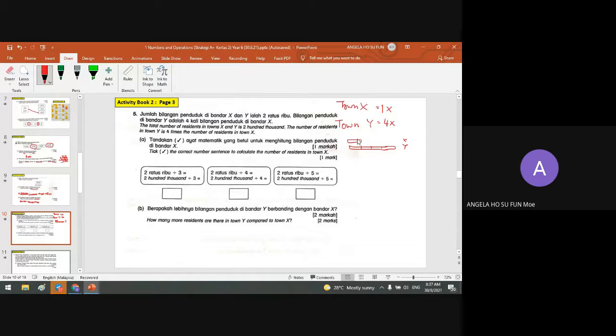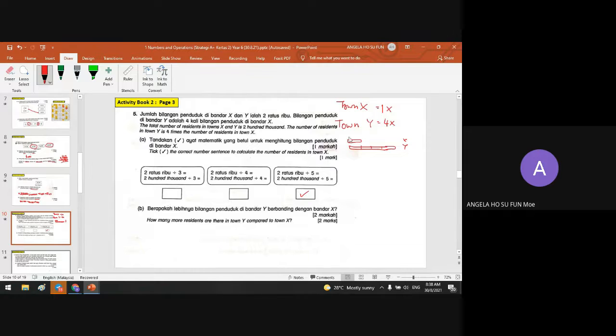To find 1 part, which number sentence is correct? 200,000 divided by 3, or 200,000 divided by 4, or 200,000 divided by 5? Any idea? Any idea? Divide by 4 or divide by 5? Nur Shafika? Are you there? A few people said 5 in the chats. Okay, 5. Divide by 5. Then you are correct. It is 5.